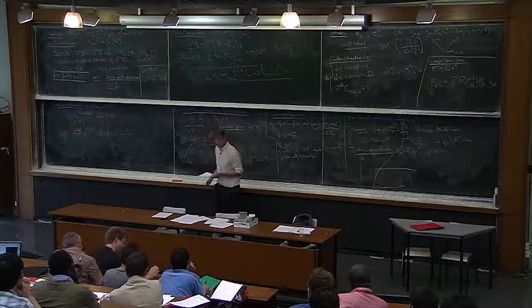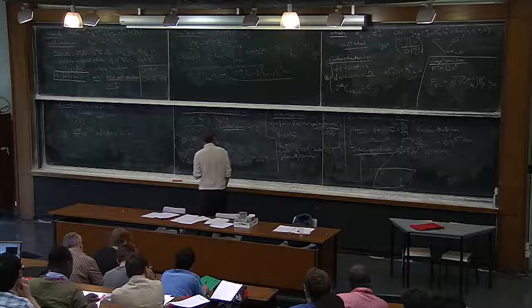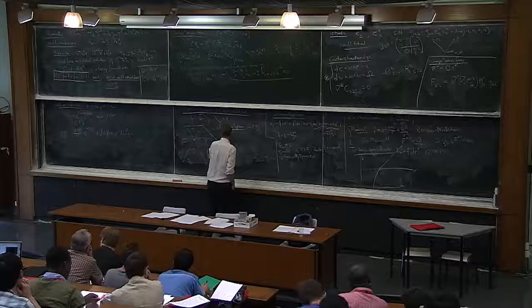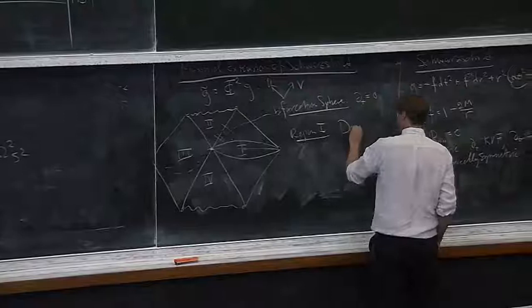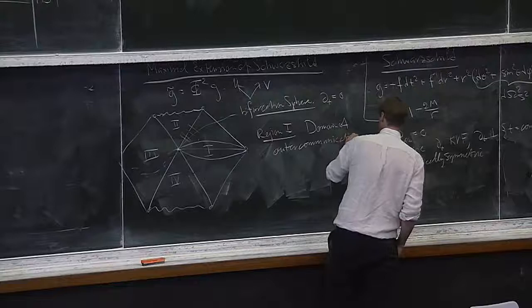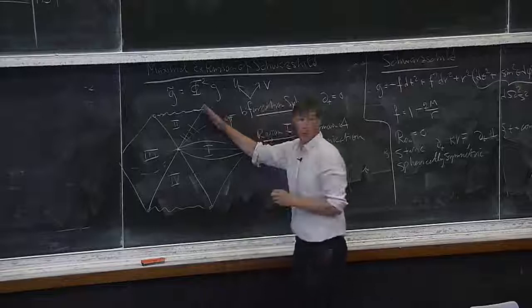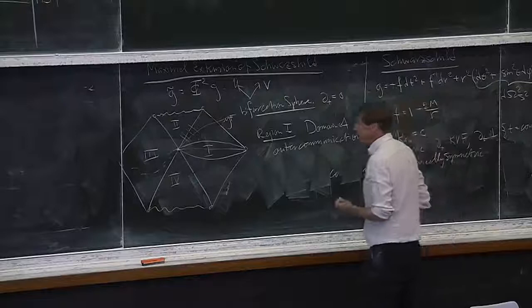so I should finish very, very soon. So let me say just a couple of things more. So this region 1 is the domain of outer communication. So this is the past of all future observers at infinity, and the future of all past observers at infinity. And this is the region that we're going to be interested in.